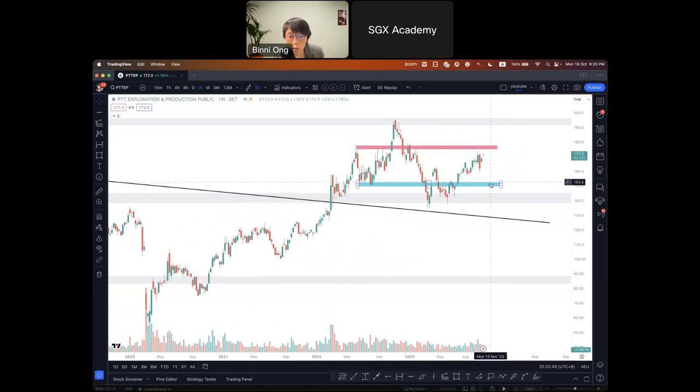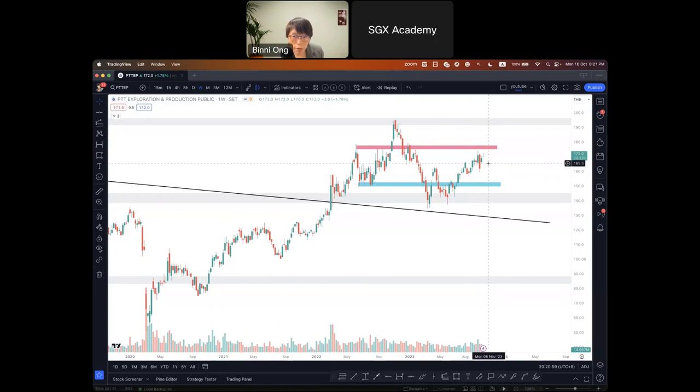Key levels that I map out here will be about 150. And the key resistance that I map out here will be about 177 to 178. I would really think the 178 is the stronger level. So a few things might happen.